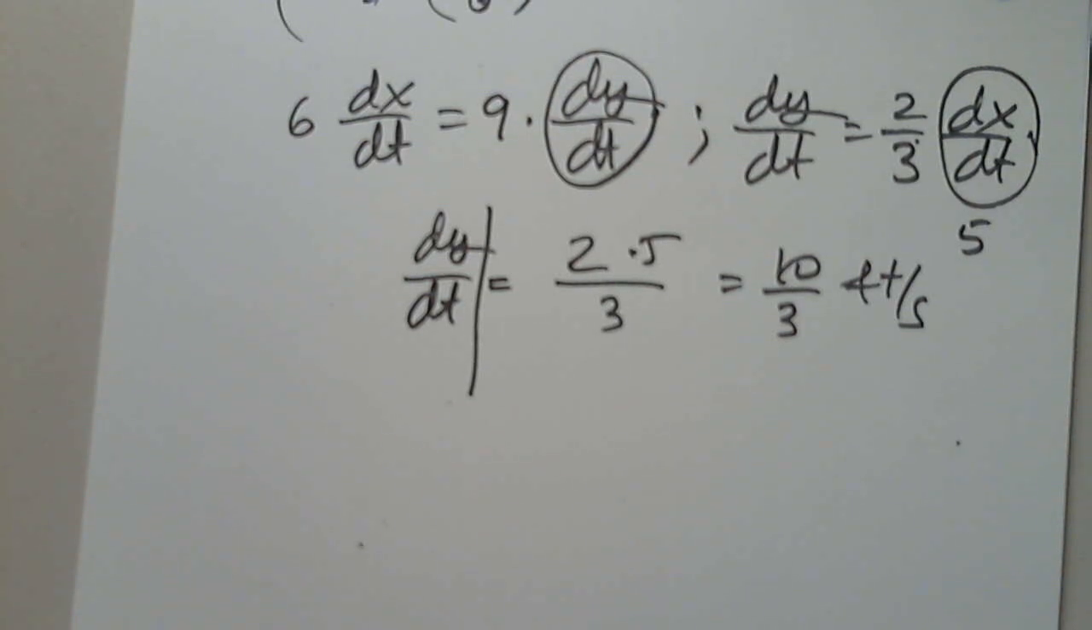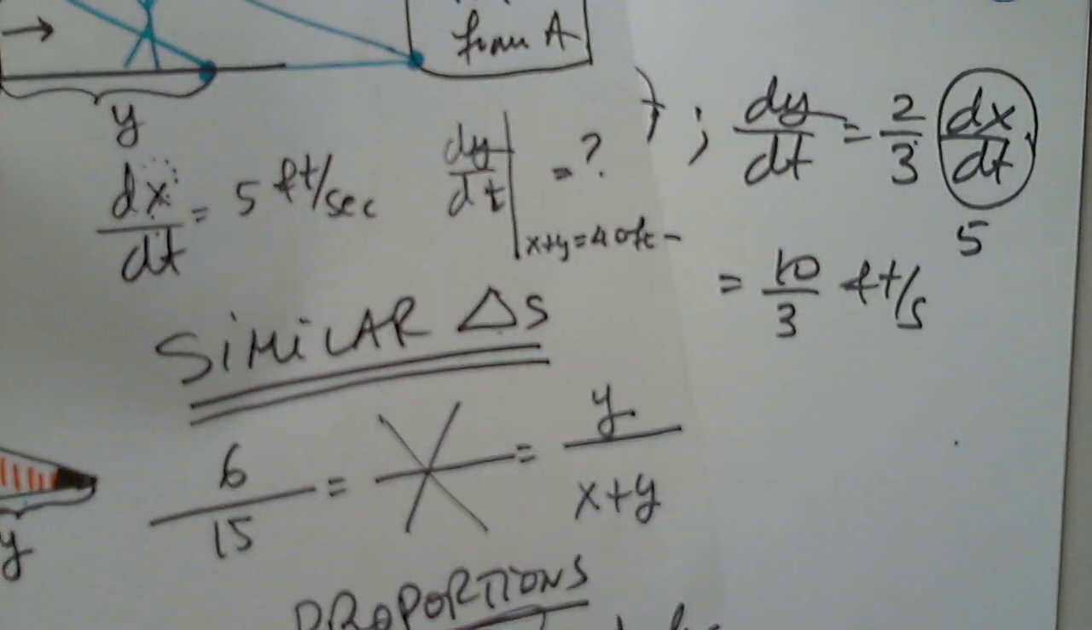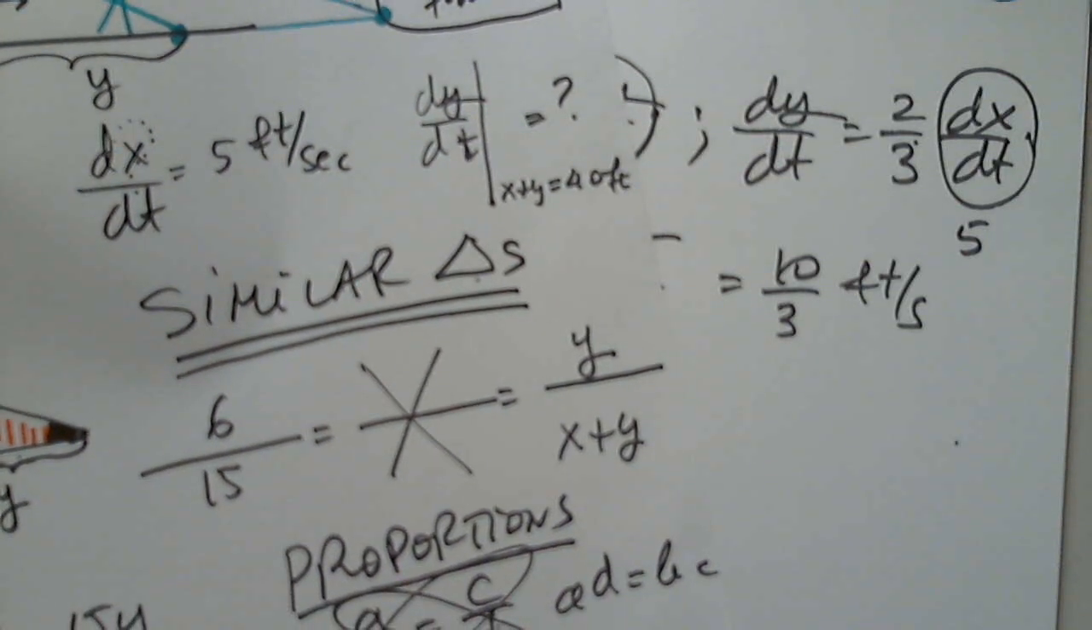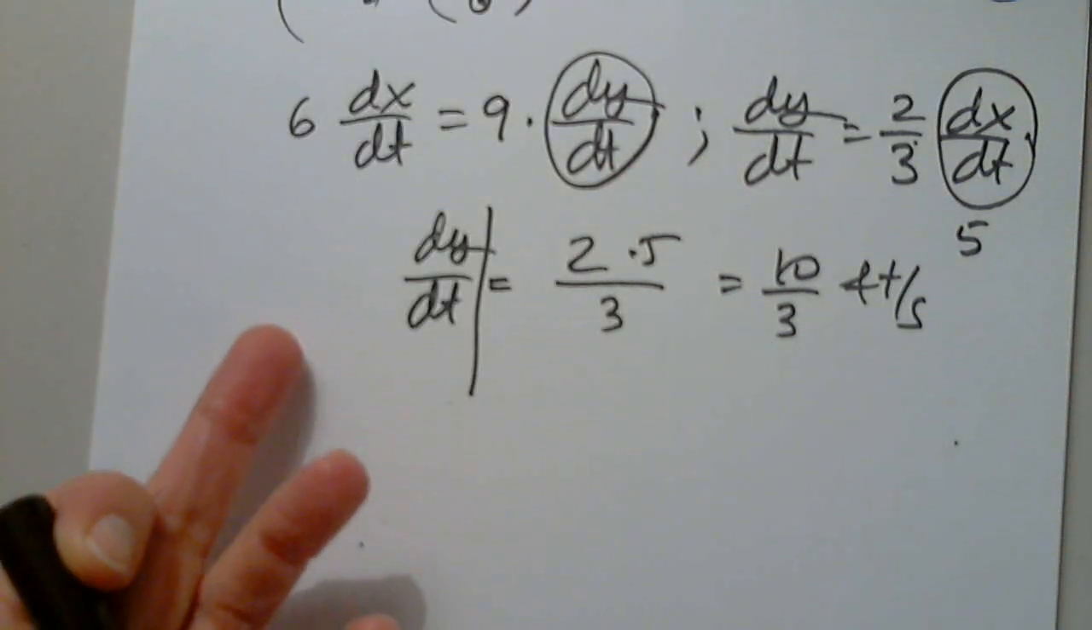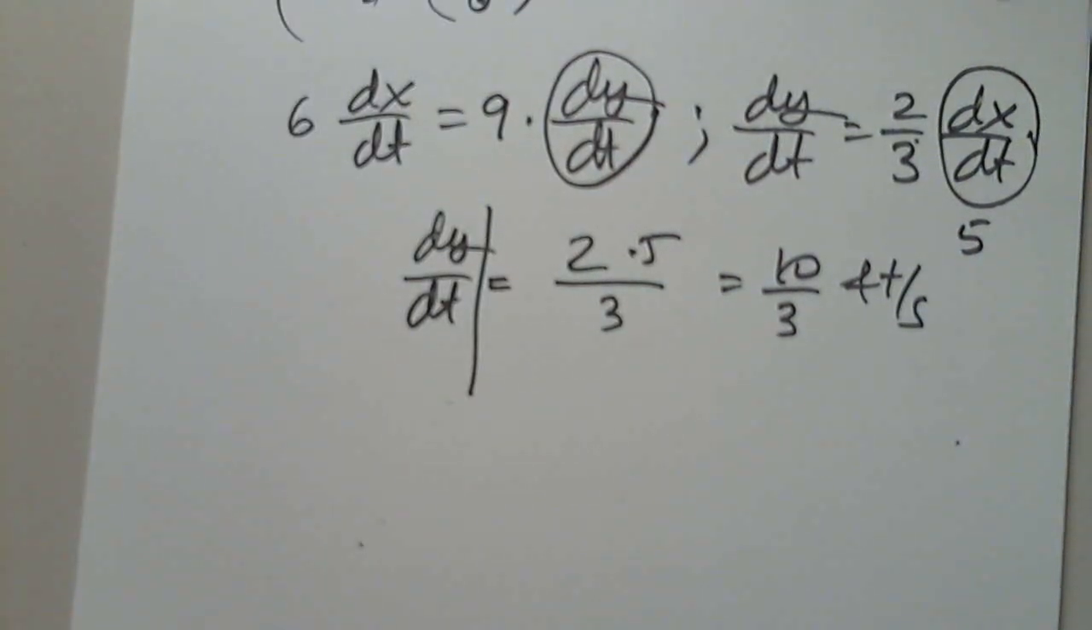I always have to question that, because there is no mistake in the calculation. It was 6x plus 6, so 15 minus 6 is still 9, it's 9y. And then we differentiate, and we got 6 times dx over dt equals 9 times dy over dt. I feel like there should be something else in there.